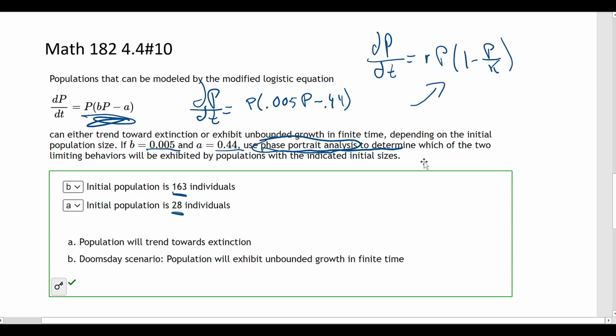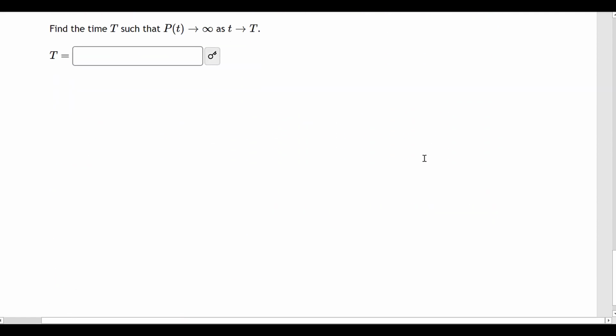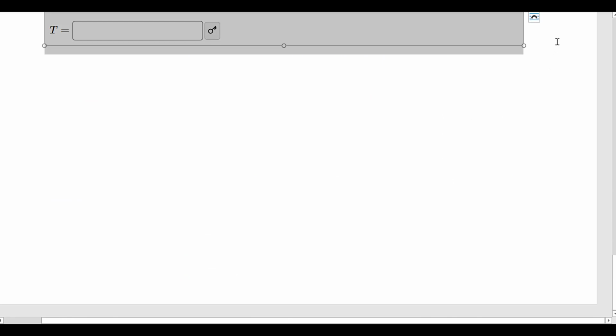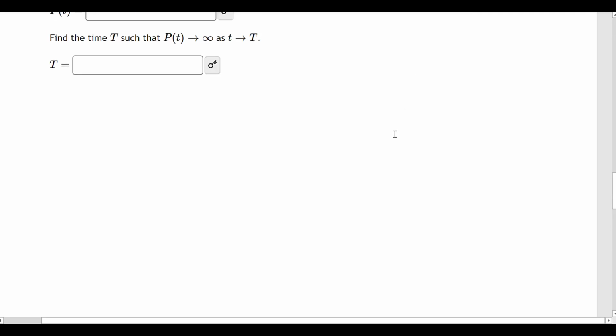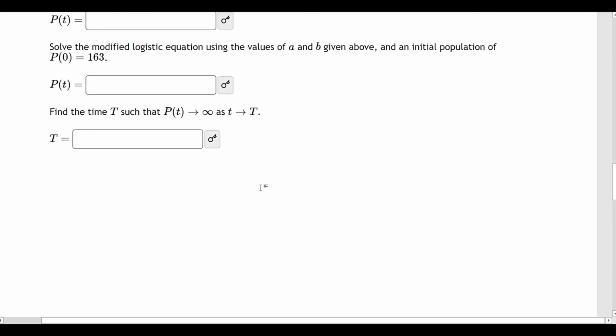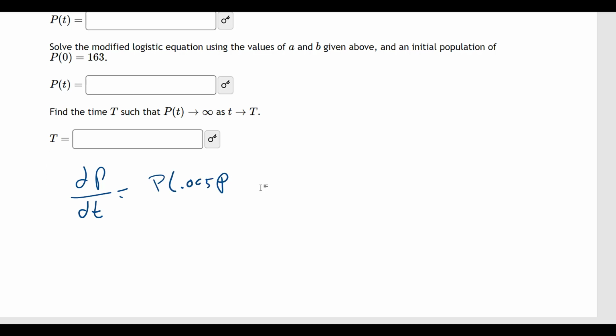So I need some space to work. I'm going to come on down here and rewrite things a little bit, to give myself some more working space, because I got a couple pages of notes here on paper. So I have dP/dt = P times (0.005P - 0.44), and I want to factor out the 0.44.